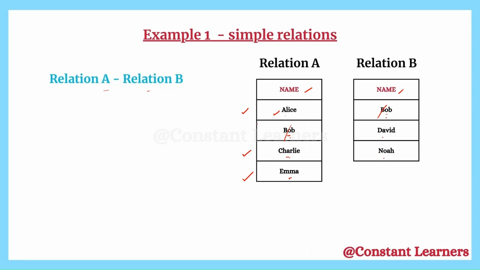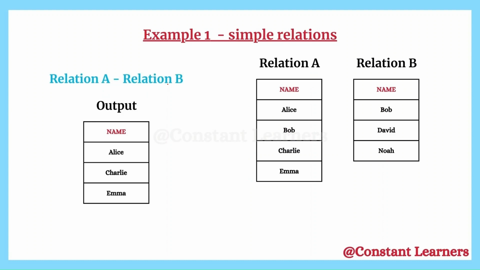So output will be a table with Alice, Charlie, and Emma, because these names are present in relation A, but are not present in relation B. And we are taking relation A minus relation B, right? So this is our output table. I hope that this was clear. Very simple, very easy. Now, let's take a little complicated example.